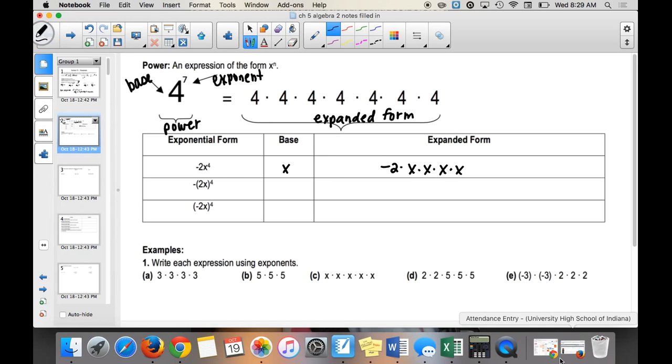But on the next one, if I have negative and then I have 2x raised to the 4th, I'm going to have a negative out front. My base is my entire 2x. So this is like a negative 1 out front, and then 2x times 2x times 2x times 2x.